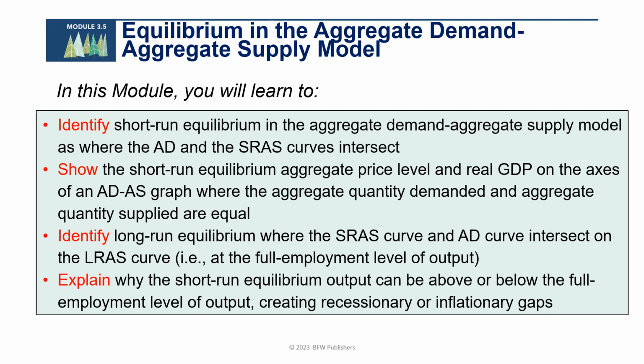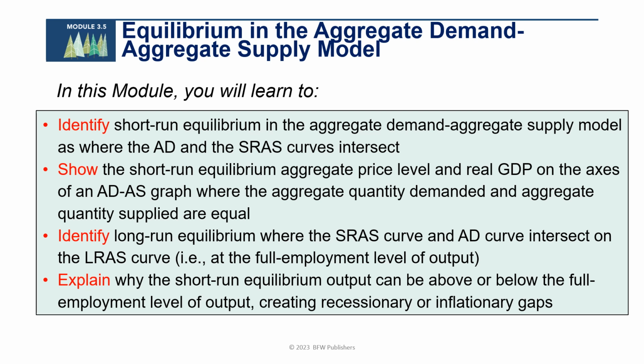Remember, aggregate output is on the horizontal axis. The price level is on the vertical axis. And when we identify those two variables, we can also infer what's going on with our other important macroeconomic variable, unemployment, right? Unemployment.